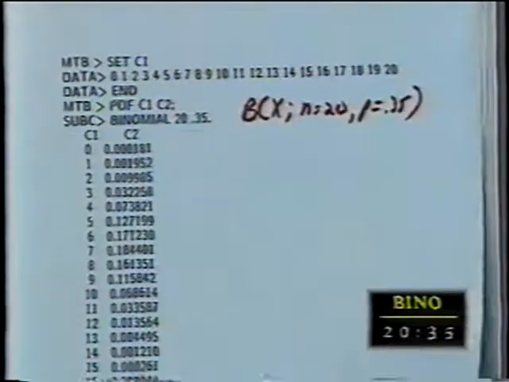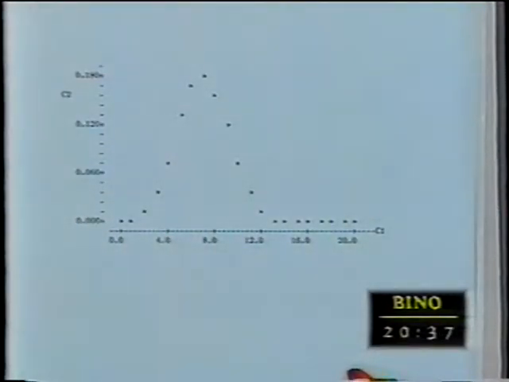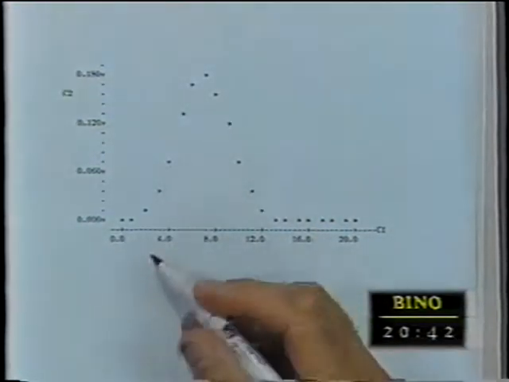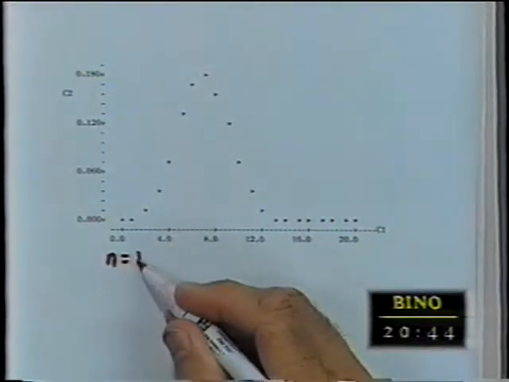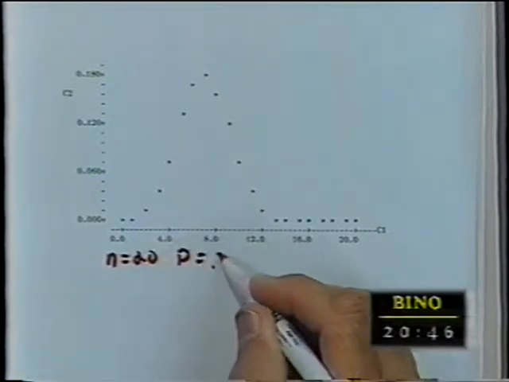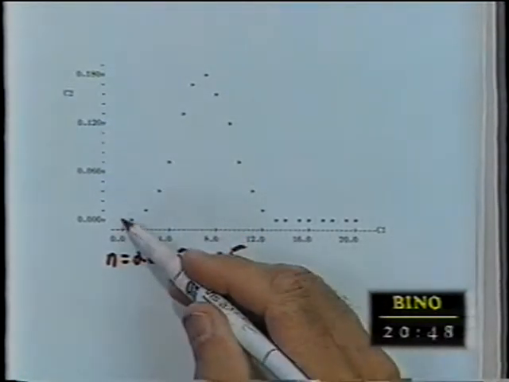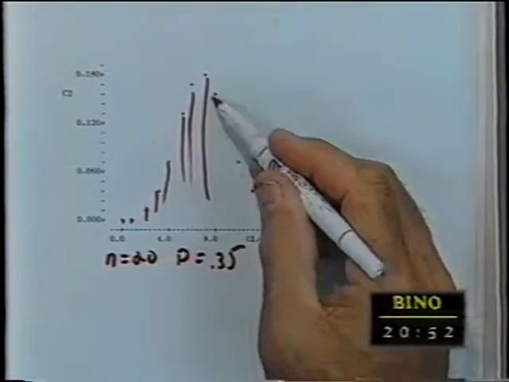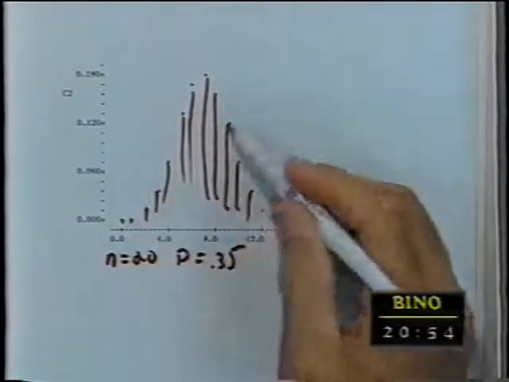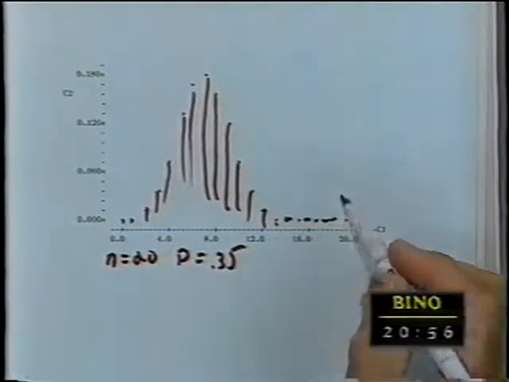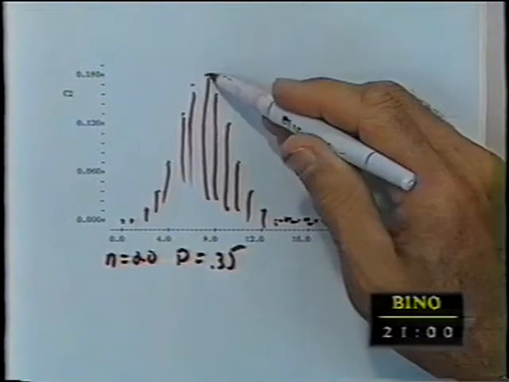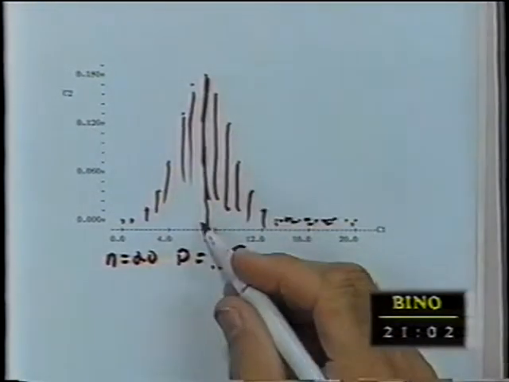Now let's look at that distribution. Let's look at the distribution we had here. Remember, for this distribution, n was 20 and p was 0.35. And I plot. These are the heights. There's nothing in between. It's not a smooth curve like with the normal distribution. These are zeros, or very tiny numbers here. The middle is here at 7.